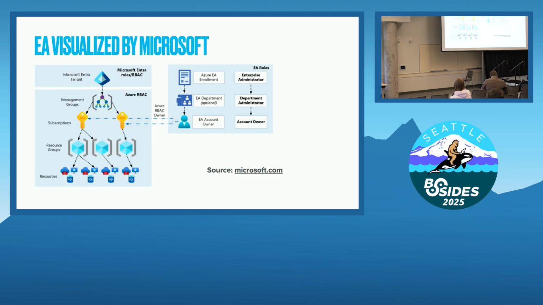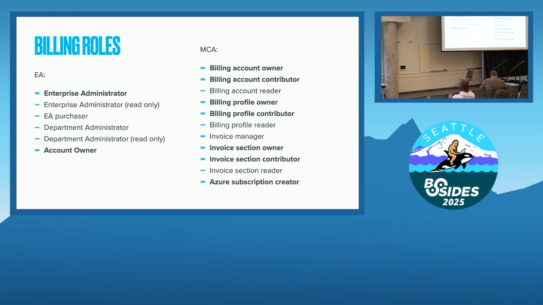This is from Microsoft documentation, and it's nice because you can see all three elements at play. At the top, we've got Entra ID. Contained within that we've got the whole world of Azure resources, and over to the side, we've got the EA account. The crucial thing you can see is that the account owners can create subscriptions, and between the two different versions, these are the different roles that can create subscriptions.